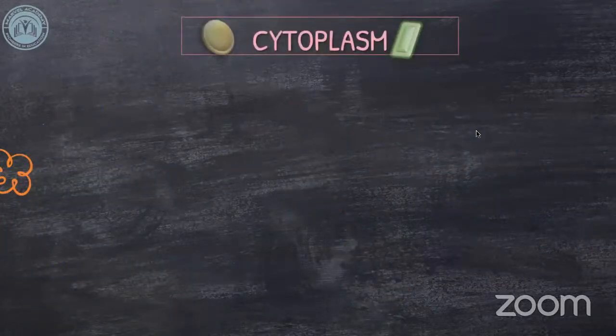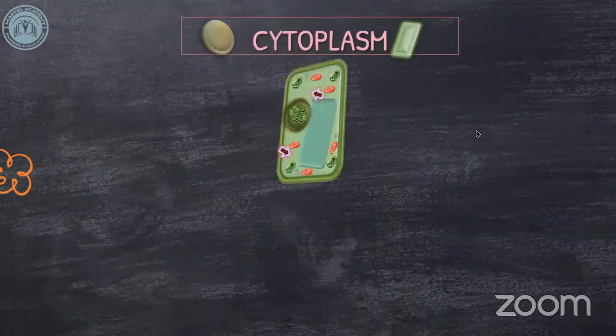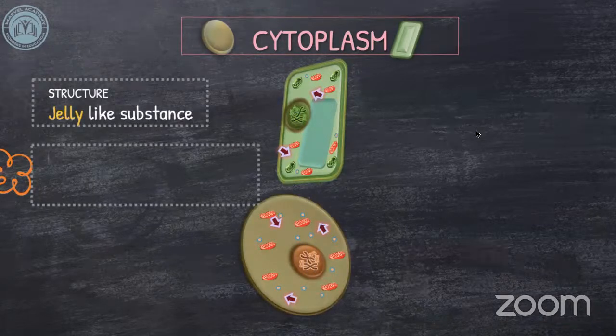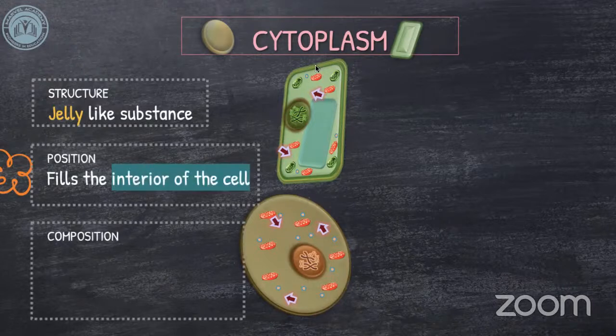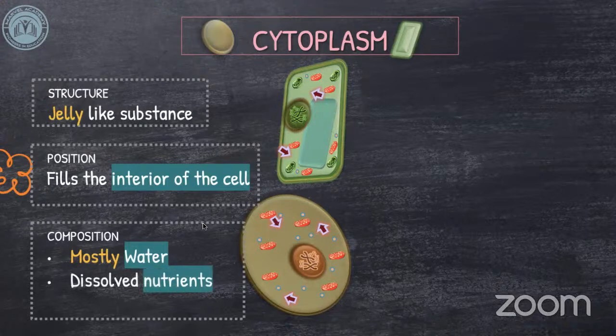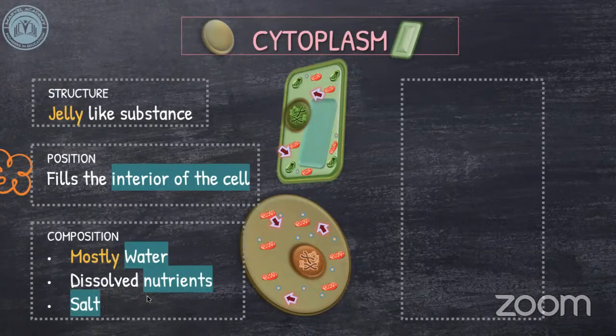Right, so now let's talk about the cytoplasm. By now you know the cytoplasm is the jelly-like medium. You can find it anywhere inside the cell. Usually it is found inside of the cell, that's why we call it the interior of the cell. Speaking about the composition, it mainly contains water and dissolved nutrients. This might include some salts, some vitamins, mineral ions, etc.